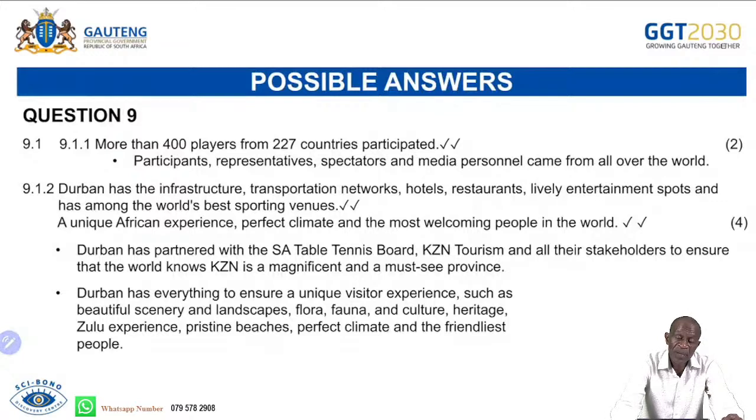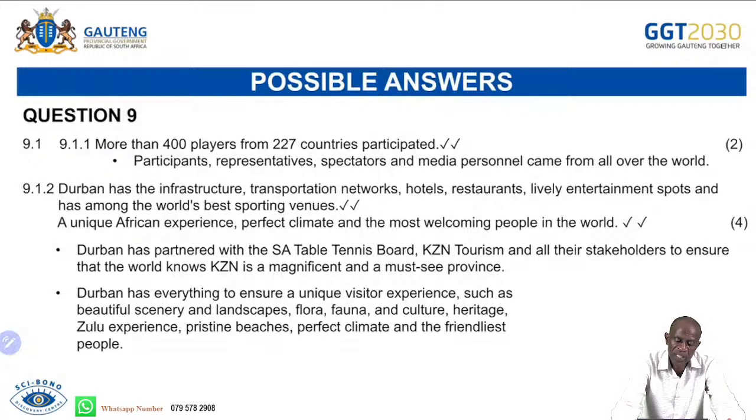9.1.2, the question was why Durban was ideal for hosting this event of this magnitude. Durban has the infrastructure, transport networks, hotels, restaurants, lively entertainment, sports, and has, amongst others, the best sporting venues. So this gives Durban the competitive edge to host this kind of event. One might also say Durban has a unique African experience, perfect climate, and the most welcoming people in the world. So for 4 marks, you shall have answered that question, but here are some more alternative answers.